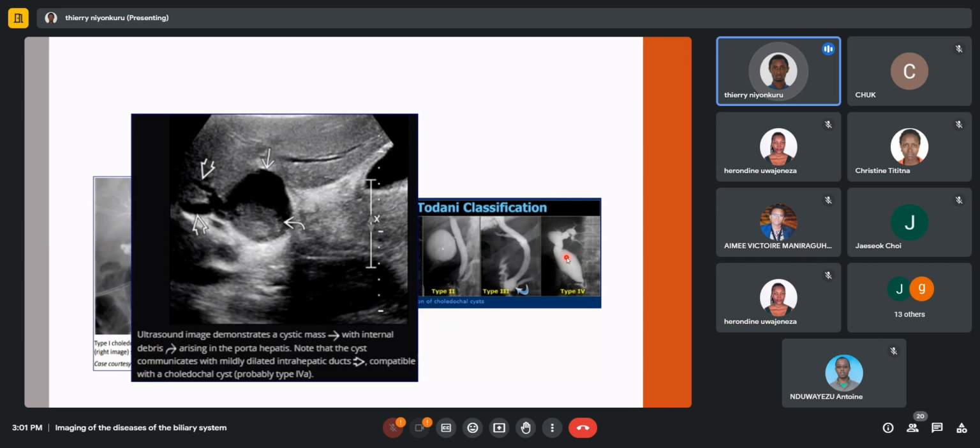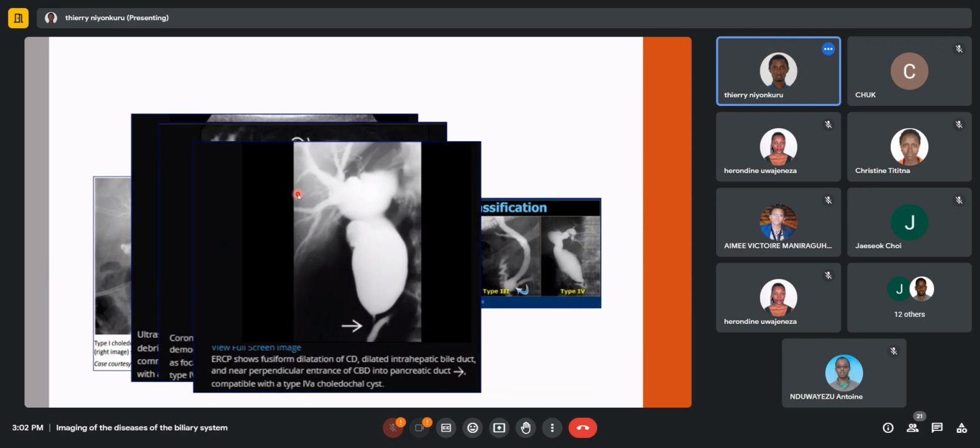On ultrasound, we may also visualize the choledochal cyst, where we can see this cystic mass with internal debris, which is arising at the porta hepatis. You can see that it is communicating with the intrahepatic ducts, which are mildly dilated. I can visualize the gallbladder on the other side. It is intrahepatic. This will be a type 4 choledochal cyst by the Todani classification.